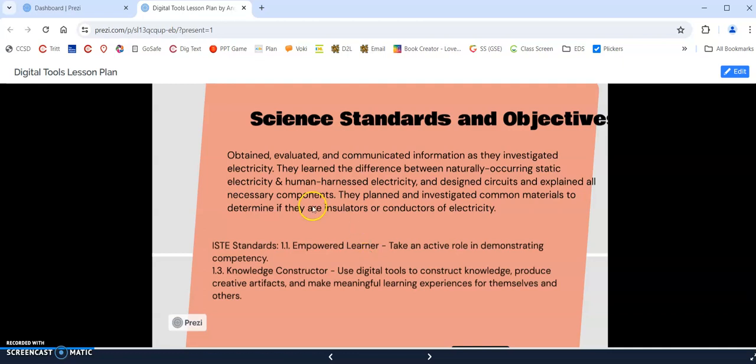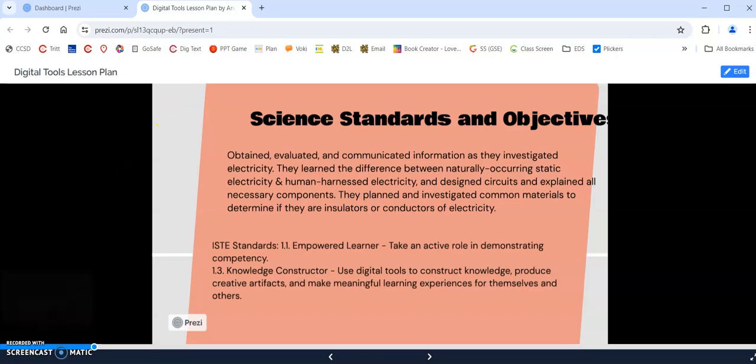The ISTE standards that go along with this lesson are empowered learner, where kids took an active role in demonstrating competency. They were also knowledge constructors. They used digital tools to construct knowledge, produce artifacts, and make meaningful learning experiences for themselves and for others.